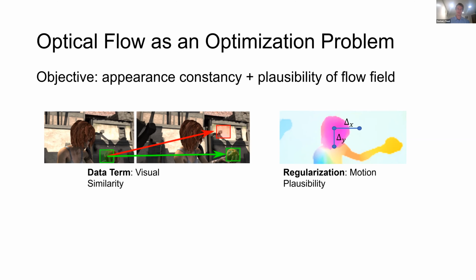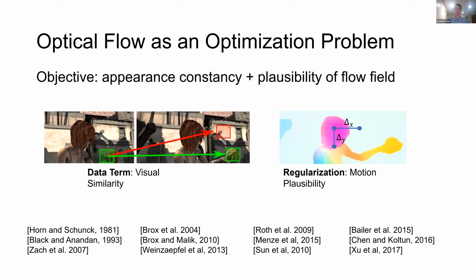And there's been a lot of work on optical flow. Various works have explored trying to create better visual similarity metrics. Other works have explored more robust regularization terms. And many of these works have also explored more efficient algorithms to actually solve for motion fields given this objective function.